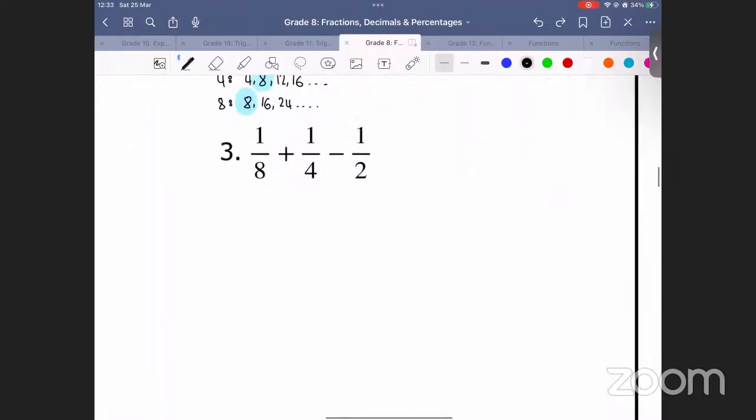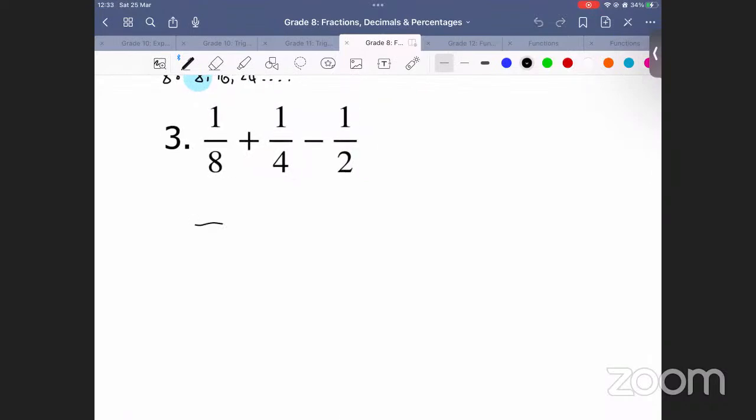So here, this is what I do. I change all my denominators to 8. Over 8 plus over 8 plus. Now let's look at what changes were made. To get from 8 to 8, nothing. It's like times by 1. So I times 1 by 1, I'm left with 1.